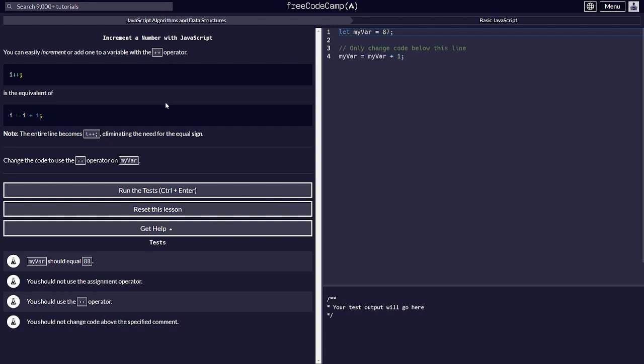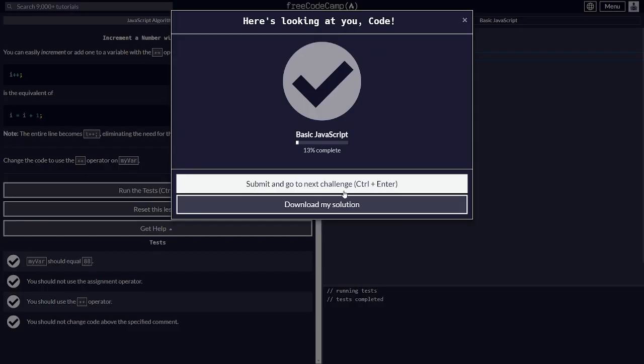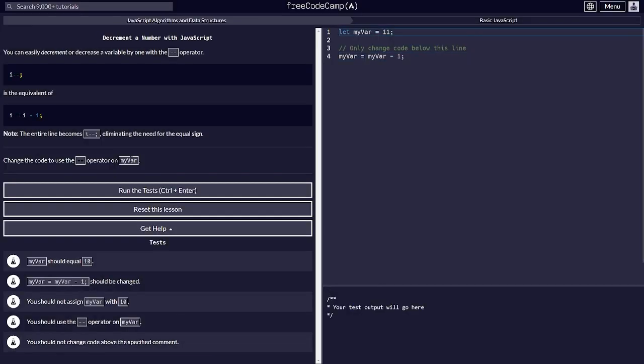All right. Increment a number with JavaScript. You can easily increment or add one to a variable with the ++ operator. i++ is the equivalent of i equals i plus 1. The entire line becomes i++, eliminating the need for the equal sign. Change the code to use the ++ operator on myVar. So only change code below this line. So myVar equals myVar plus 1. Instead of doing all that, we're just going to do myVar++ semicolon. Run the test. Here's looking at you, code.